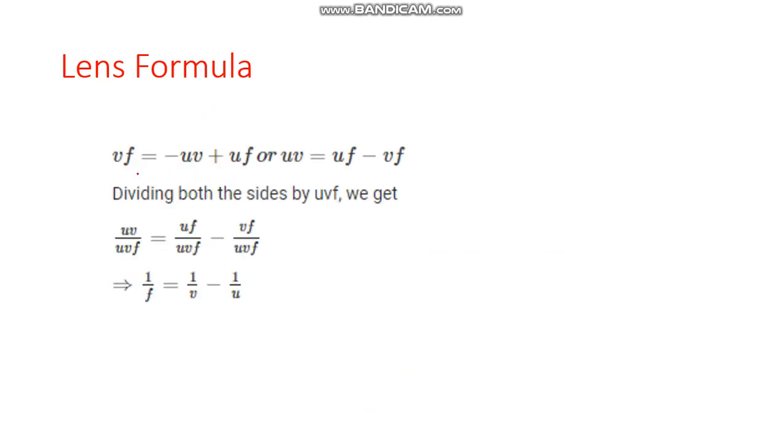Just cross multiply, then you get this. So dividing both sides by UVF, you finally get this equation. This is something similar to that mirror equation. Remember, 1 by V plus 1 by U is equal to 1 by F. So this is the lens formula.